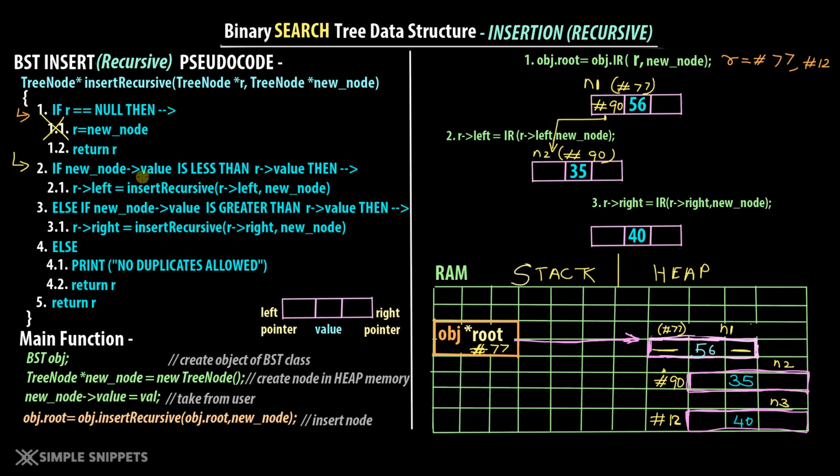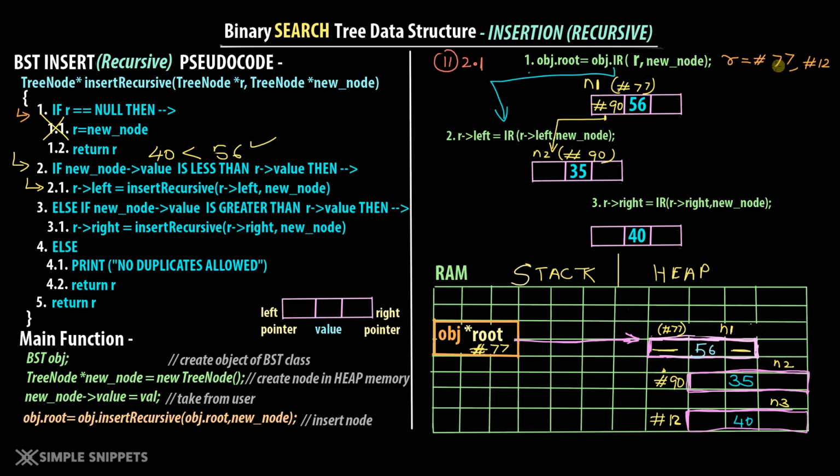Now we will check if the new node value, so the value of 40, is less than the value that we are currently pointing to. r is currently hash 77. It is pointing to n1. The value is 56. Is the new node value, which is 40, less than 56? Yes, it's true. So now you will go inside and call r of left. So a second function call will be given. Correct? From the first function call, the first function will go in a pause state at step number 2.1. And now you're saying r of left. So you're passing n1's left, right?